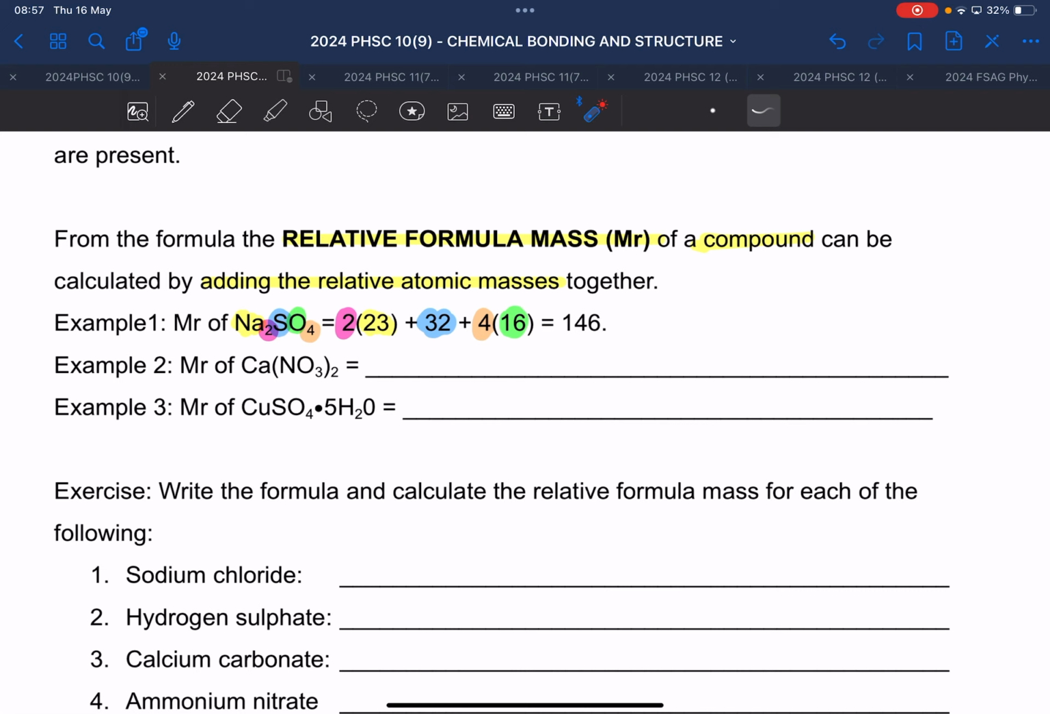Right, next we have the mass of calcium nitrate. So what is calcium's relative atomic mass? 40. Right, then we start with nitrogen, okay? But there are brackets here. So we put brackets. Okay, let's hope that's enough space. Then inside we have nitrogen. Nitrogen's relative atomic mass is 14. And then we have 3 oxygens, so we have 3 times 16.